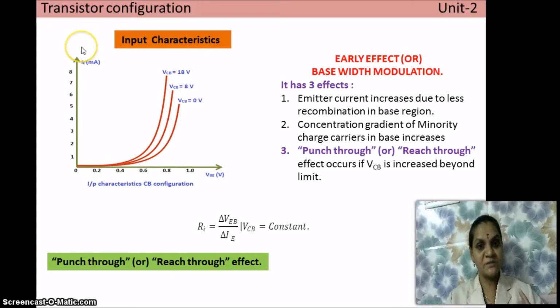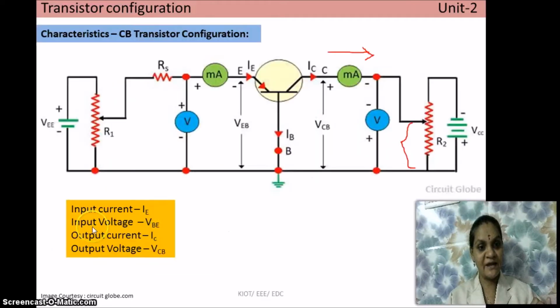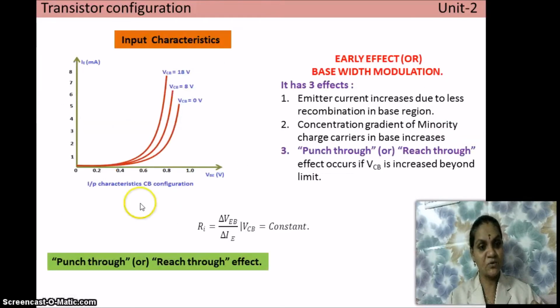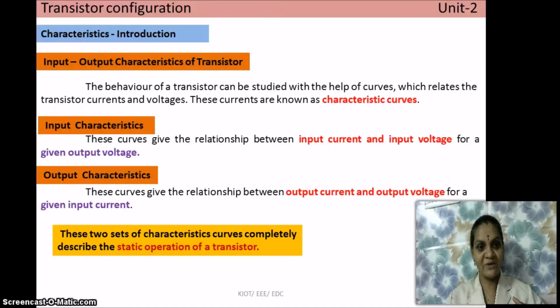So this input characteristics can be plotted between the input voltage and input current. I already informed you what is input voltage. VBE is input voltage, and IE is the input current. Always voltage is taken on the x-axis, current is taken on the y-axis. VBE is taken on the x-axis, so IE is taken on the y-axis. So this characteristics can be plotted at a constant output voltage, because we have already discussed.